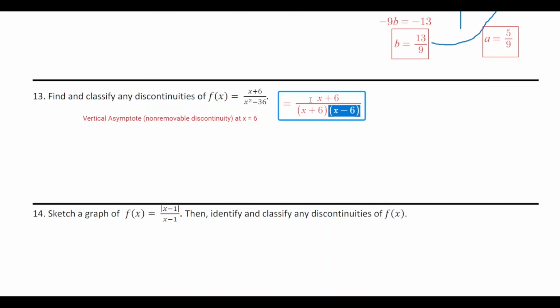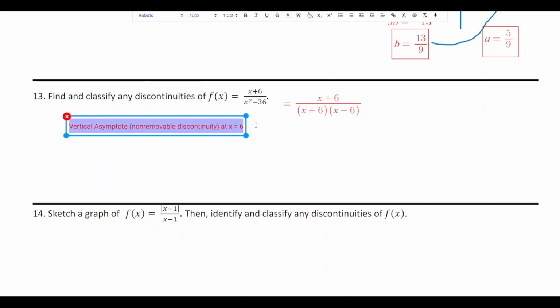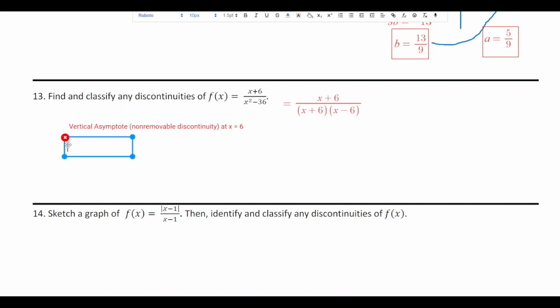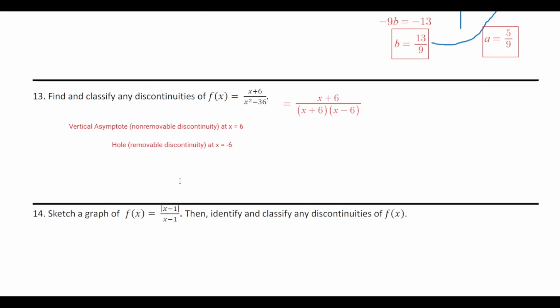And notice how we've got the same factor in the numerator and the denominator here. So if you think back to our rational functions unit, we said that that causes a hole in the graph, and a hole is described as a removable discontinuity because the left and the right-hand limits are the same. Basically the limit exists there. And that happens at x equals negative 6, because that's the value that makes these factors 0.